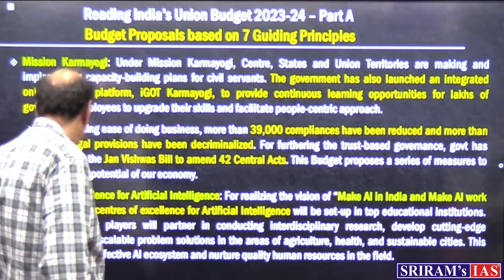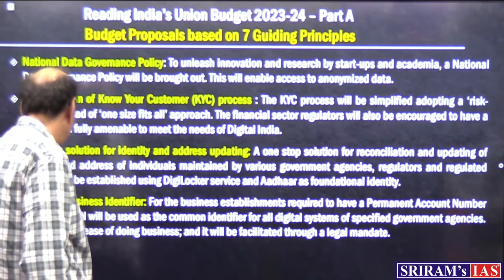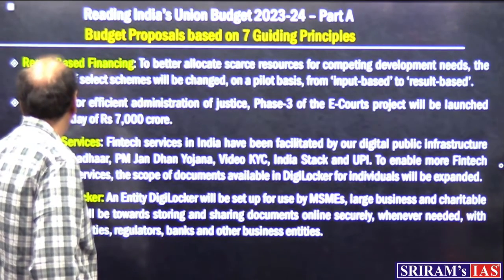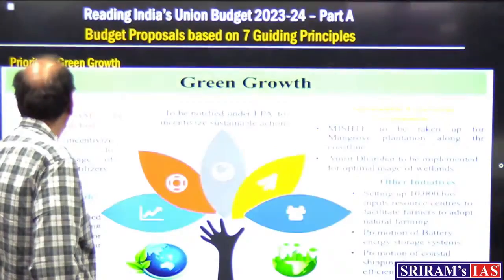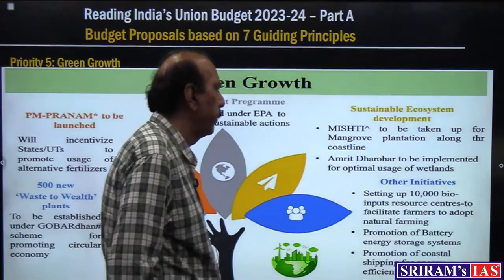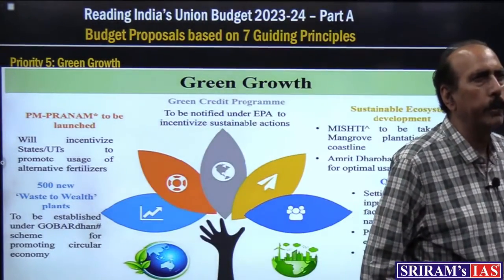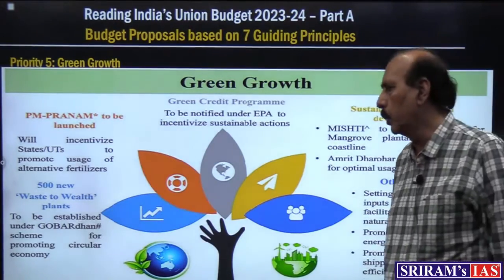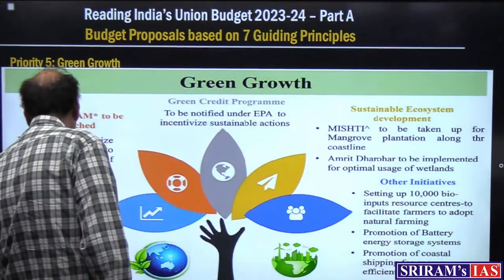of the people. Therefore, the next important area is obviously green growth. Green growth is priority number 5 of the government, and under green growth, there are various steps the government has planned during the first budget of the Amrit Kaal.